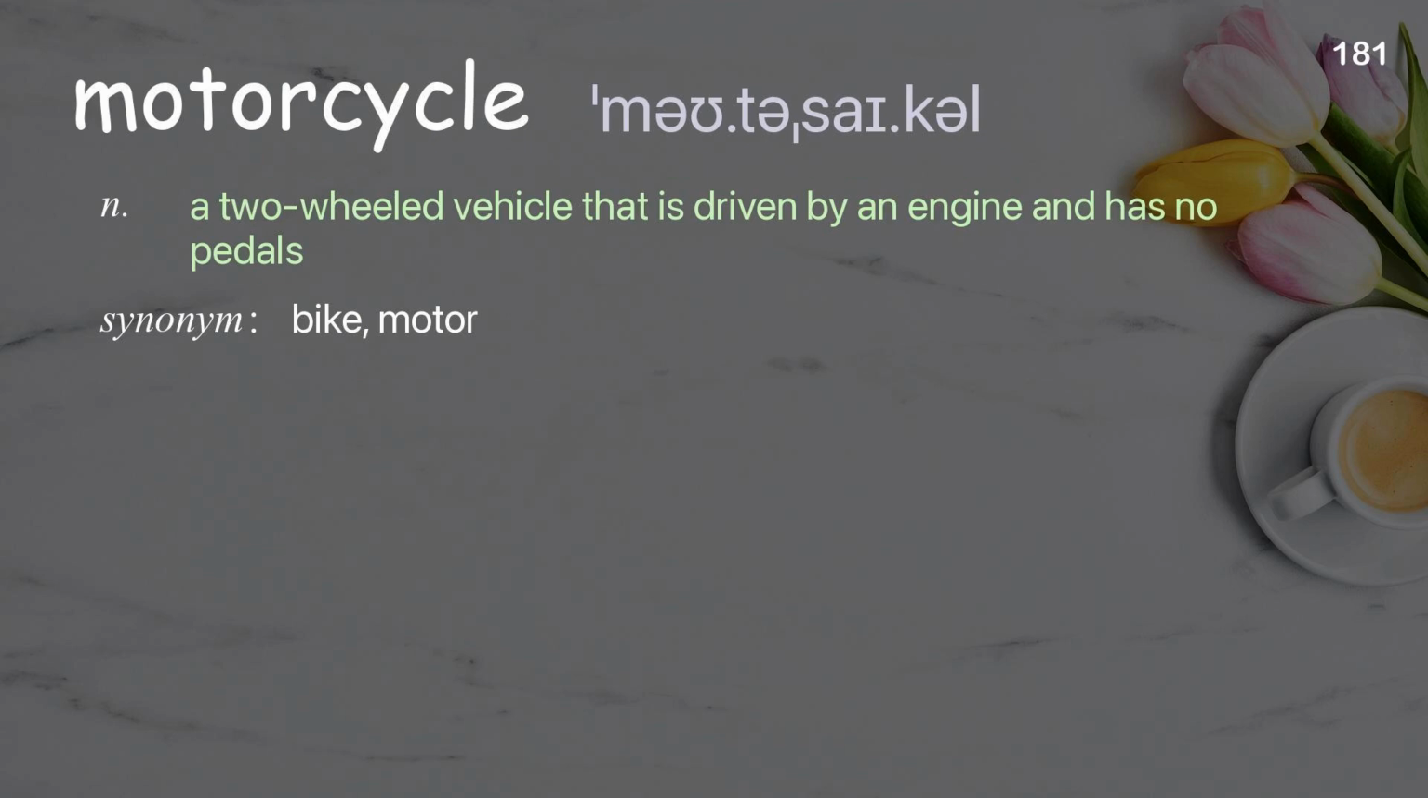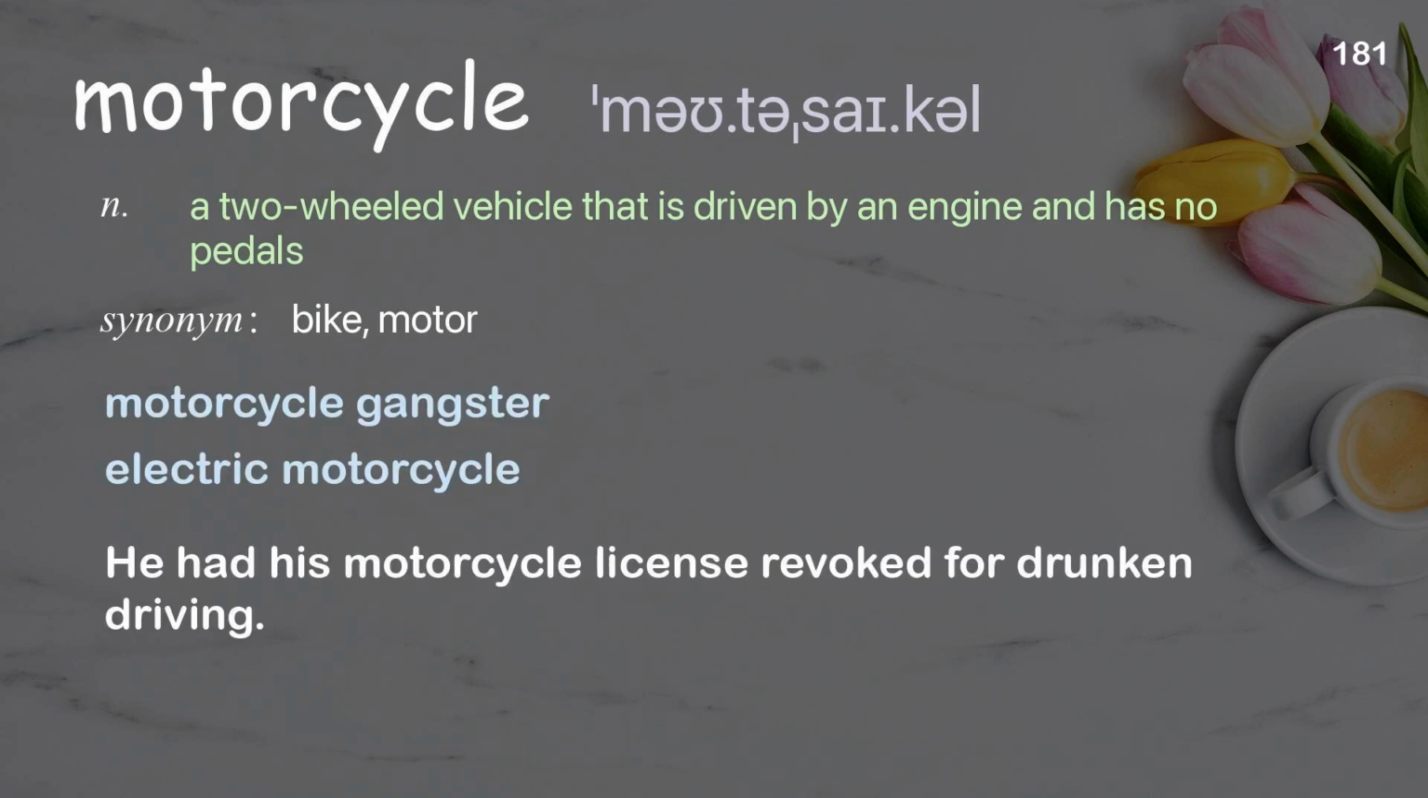Motorcycle. A two-wheeled vehicle that is driven by an engine and has no pedals. Examples: motorcycle gangster, electric motorcycle. He had his motorcycle license revoked for drunken driving.